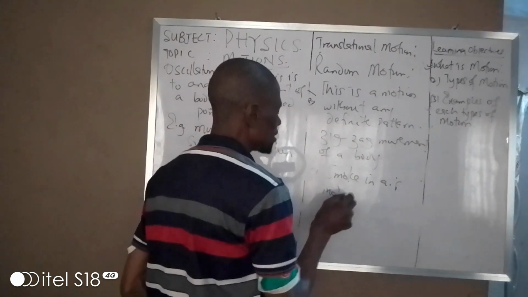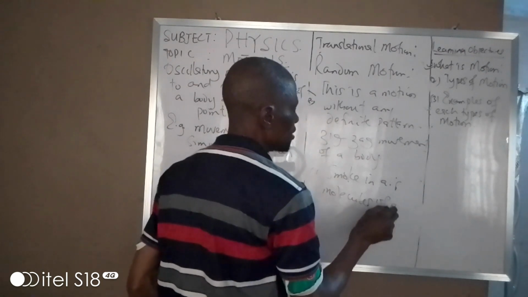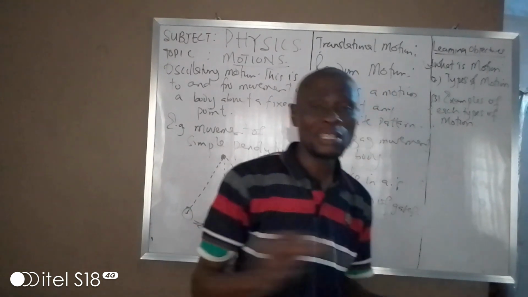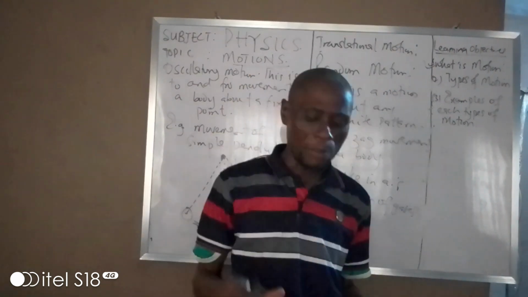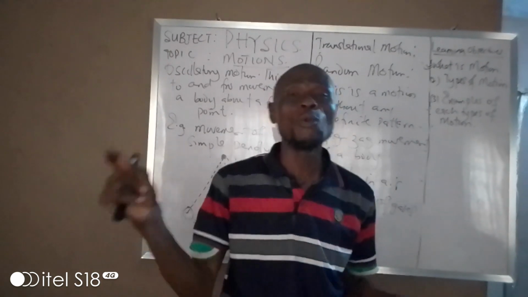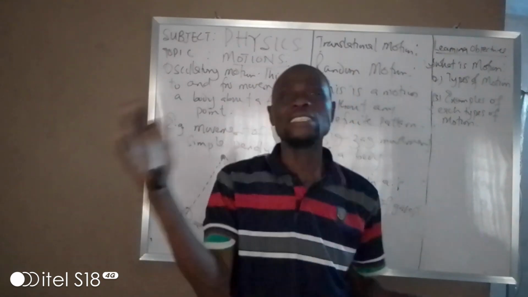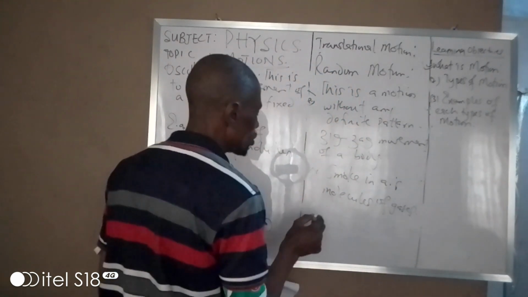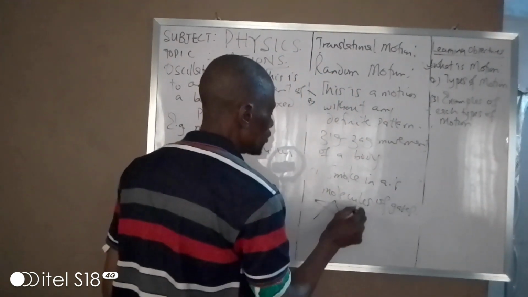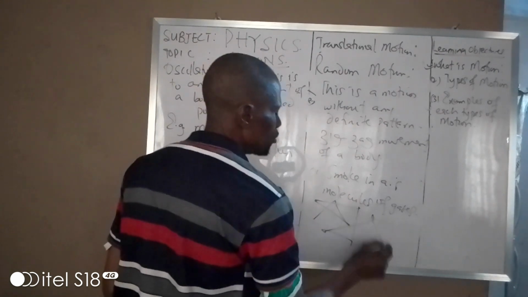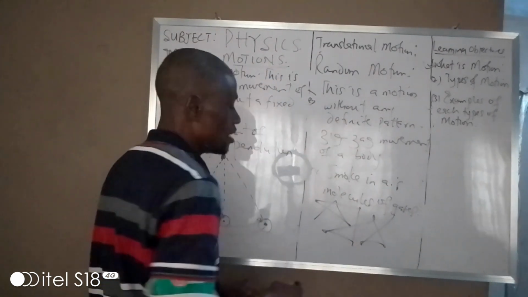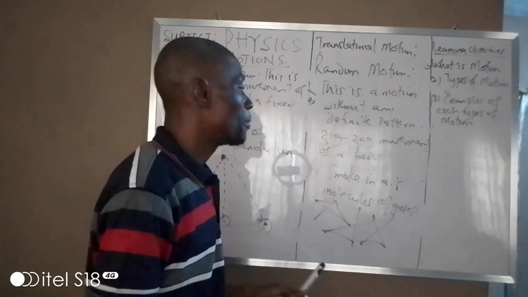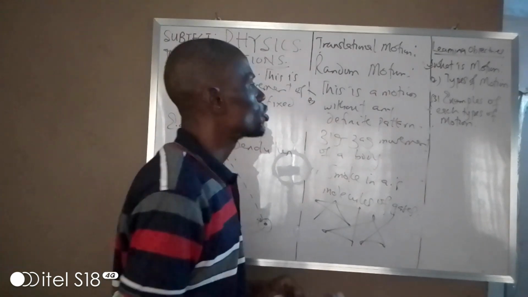So molecules of gases are also called what? Random motion. Zigzag, non-directional, not a particular pattern. Or even the movement of insects. Movement of insects anyhow is called a random motion. Moving like this, moving like this. You can see. So this movement is called random motion, non-specific pattern.